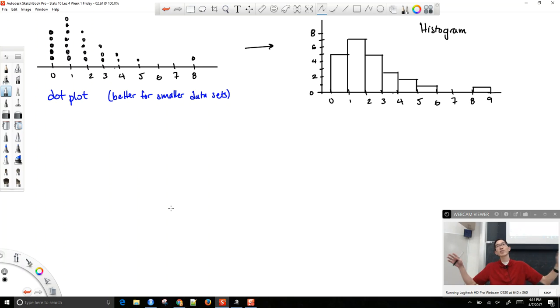And so you're going to have all these numbers all over the place and just one dot here and there, okay? Maybe a few spots will have a few dots stacked up. With a histogram, what we can do is bin certain values together, okay?